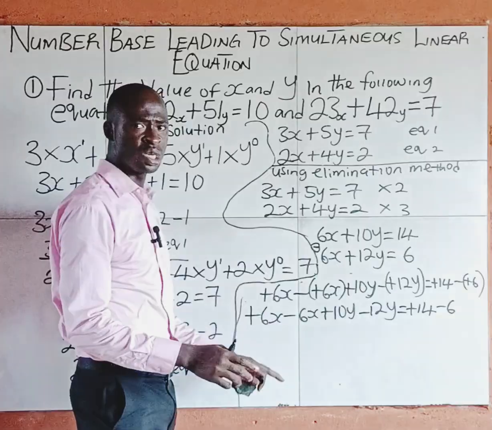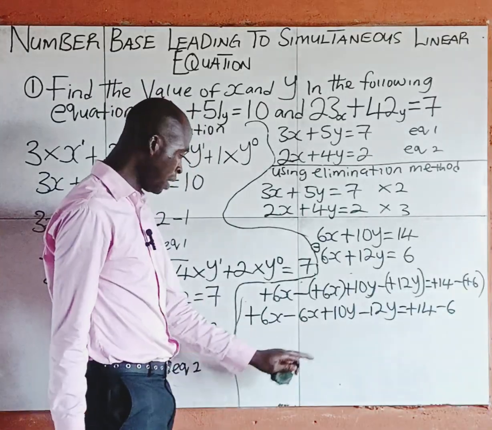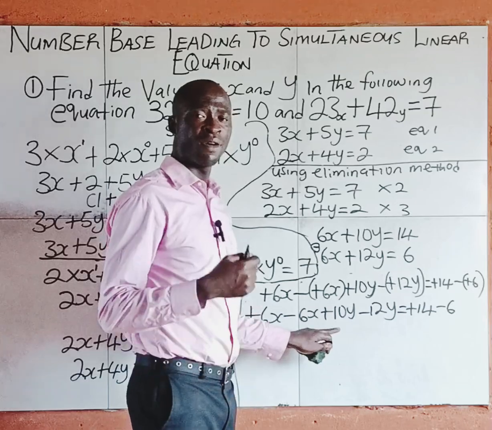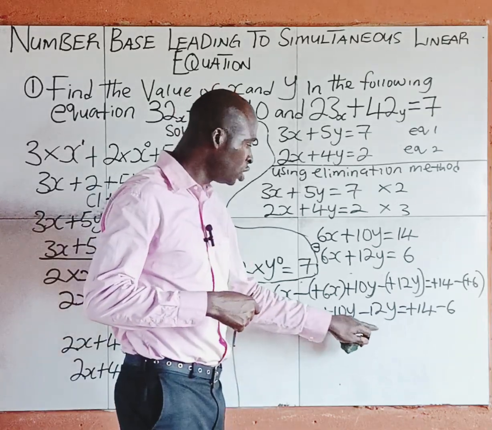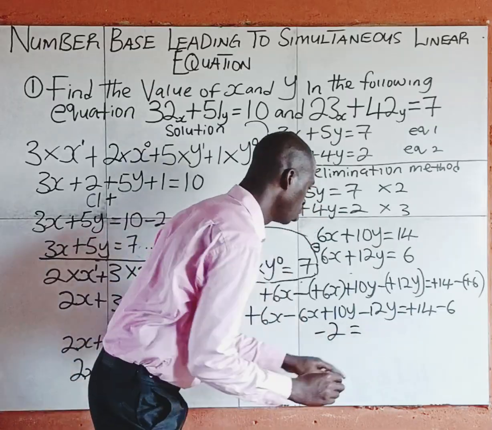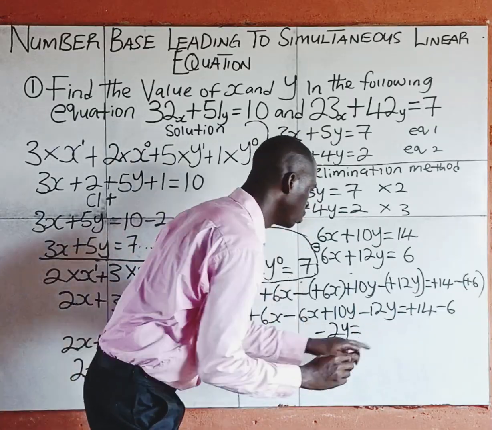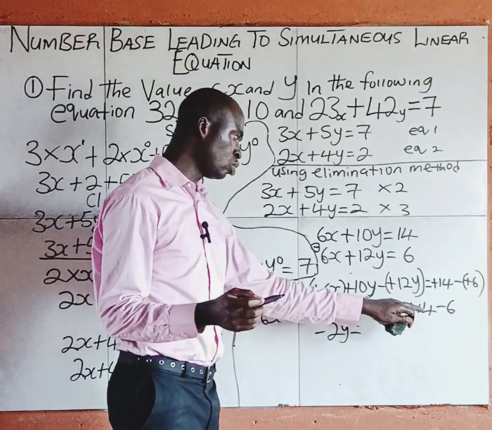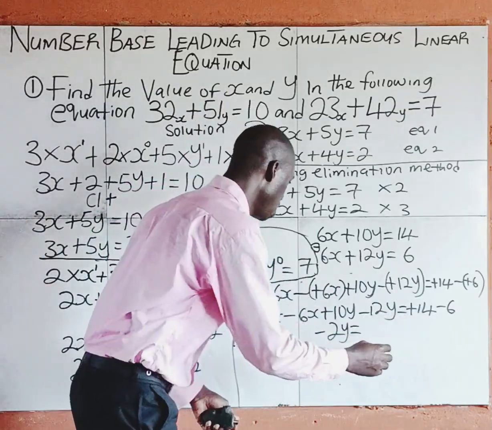I'm having 6, I'm owing 6. You can see here it's eliminated, it's gone. Here becomes 0. Then plus 10y, I'm having 10y, I'm owing 12y. So it becomes minus 2y equal to, I have 14, I'm owing 6. If I should settle, it will give me plus 8, which is just 8.